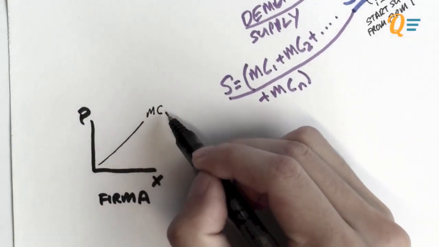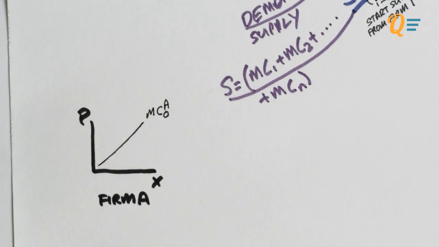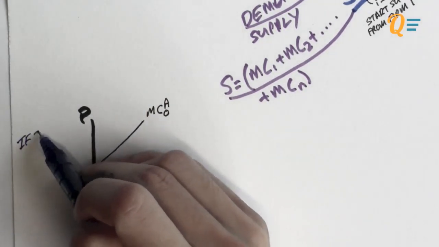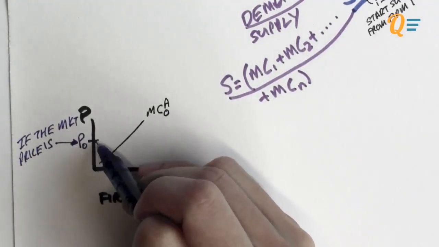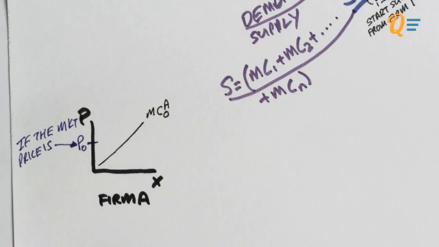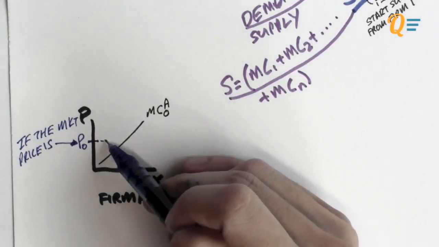The monopoly video has got an explanation on this. So let's say this is a marginal cost curve for firm A, and let's say that the market price is somewhere here. P naught is the current market price, as determined by the market.